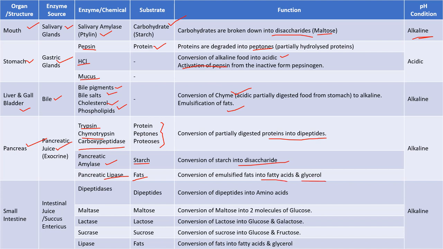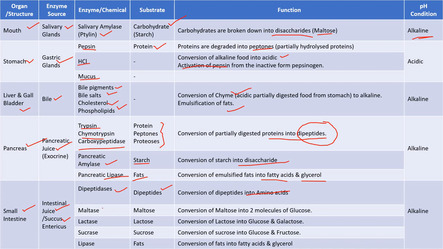Now coming to the last, the small intestine. It releases the intestinal juice or succus entericus that contains a number of enzymes. Again, this is a limited list; there are a few more enzymes you learn in the higher classes. It contains dipeptidases, which act on dipeptides. If you remember, these are the partially digested proteins, and they finally produce amino acids. So the dipeptidases convert the dipeptides into amino acids.